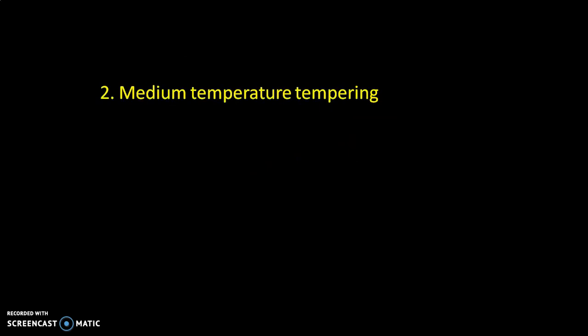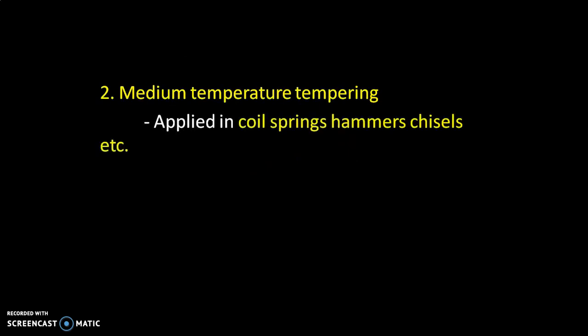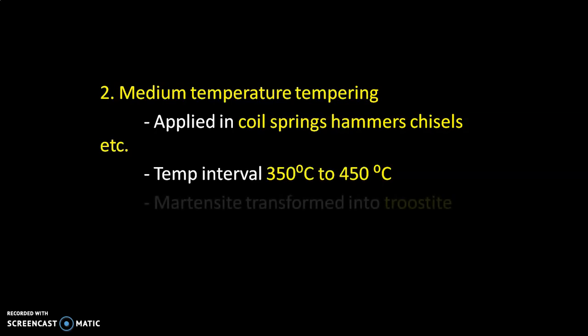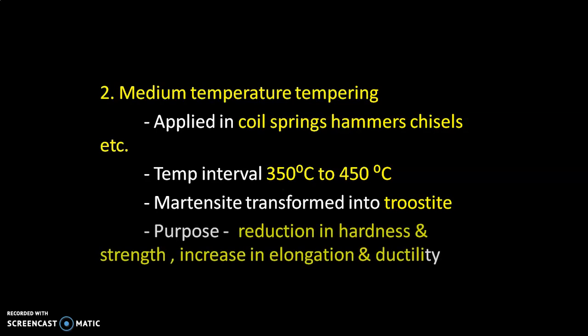Medium temperature tempering. Medium temperature tempering is applied in coil springs, hammers and chisels etc. The temperature interval is between 350 degrees Celsius and 450 degrees Celsius. The martensite is transformed into troostite structure in this medium temperature tempering. The purpose of medium temperature tempering is reduction in hardness and strength and increase in elongation and ductility.